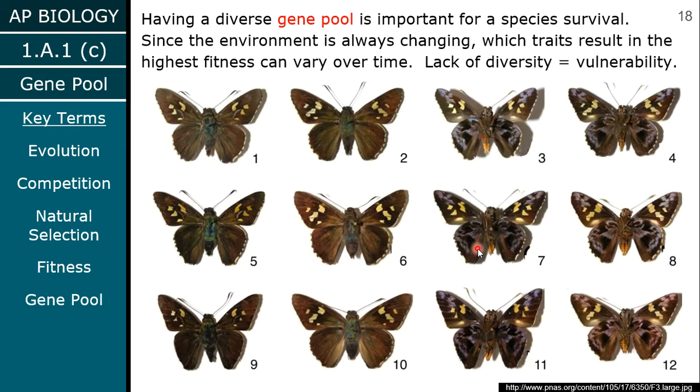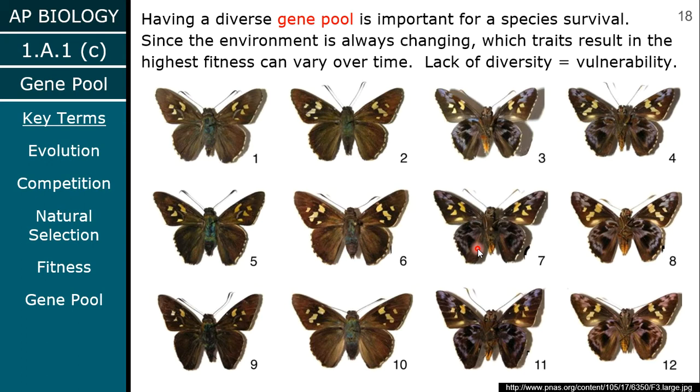So when we start talking about the genetics of a population, we use this term gene pool. So just picture a big old pool of genes, right? And so we start talking about the diversity of a gene pool. If the gene pool of a population is very diverse, that means that the species has a lot of diversity in it. Okay.